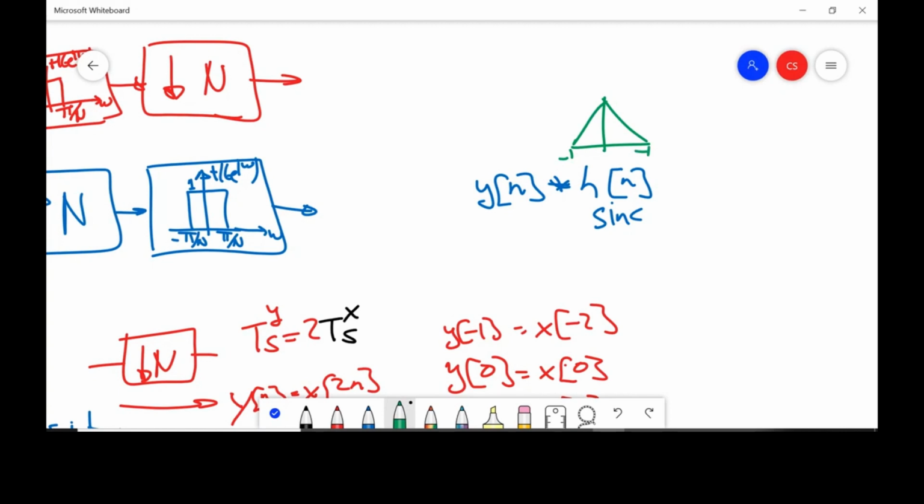It's a triangle that has probably this one. So this is h of n. Probably not this one, sorry, because otherwise the samples could be 0. So it is this triangle. So we are convolving with that. So this is bilinear interpolation.